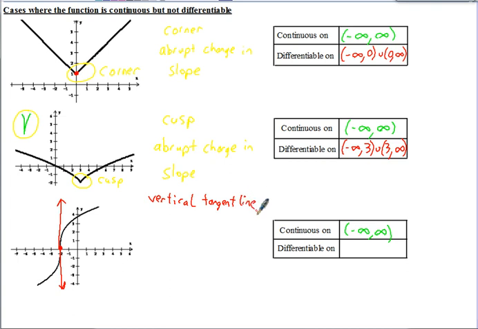And just think about any vertical linear equation, like in this case the tangent line, the slope is undefined. And if the slope is undefined, remember, derivative is the calculus word for slope. That means the derivative would also be undefined. So it's differentiable everywhere but where that vertical tangent line is. So from negative infinity to negative 2, and from negative 2 to infinity.